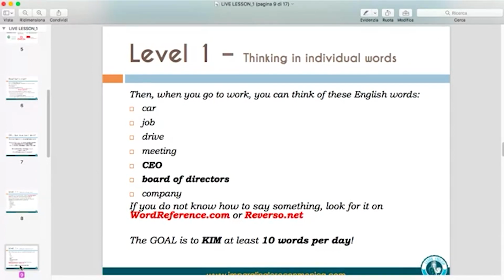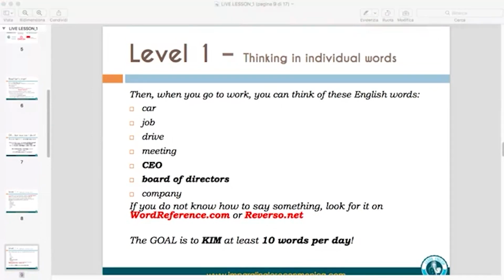The goal of this exercise is to keep in mind, keep stands for keep in mind, at least 10 words per day. So, level number 1, we look around, we identify some objects, and we try to translate every single object that is under our nose, we can say, that we see immediately.